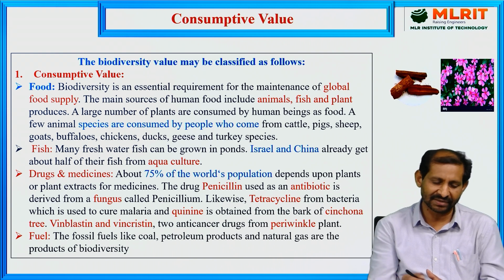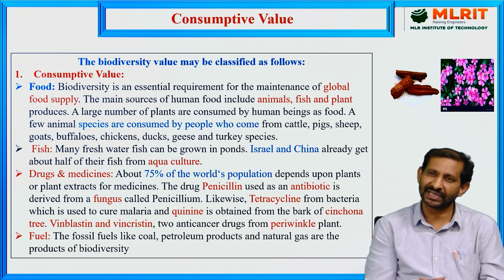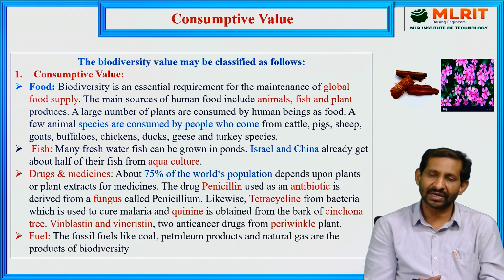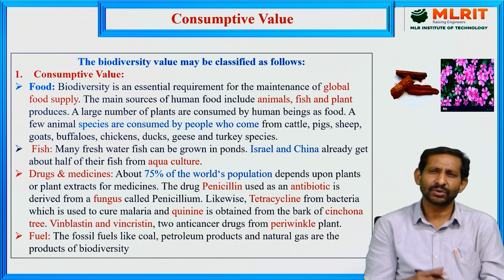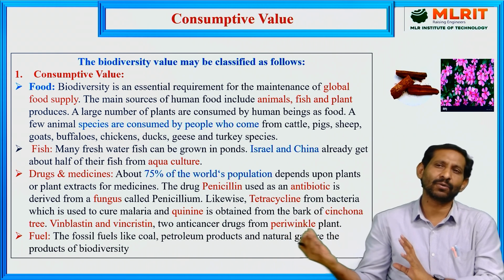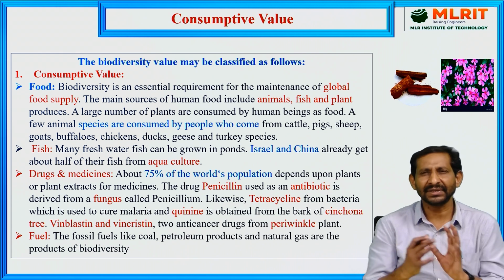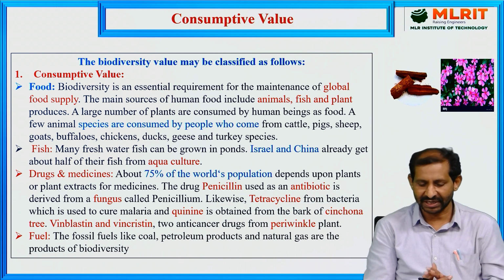For example, let us discuss some of the drugs and medicines. 75% of the world's population depends upon plants for drugs. This is also called Ayurveda medicine. Here is one drug, penicillin. Penicillin is a very good antibiotic used by everybody. It comes from a fungus, Penicillium glaucum. From that fungus, penicillin is isolated.